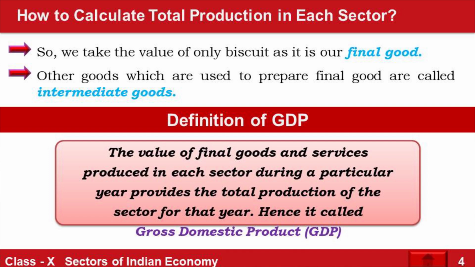The value of final goods and services produced in each sector during a particular year provides the total production of the sector for that year. Fine. So now this final product will tell you the GDP, that is gross domestic product. How much your country has produced and of what value. And within a country, we will not include any income from outside. That would become national income. That is a different story and higher level of economics. Here we have to stick to the GDP, that is gross domestic product.